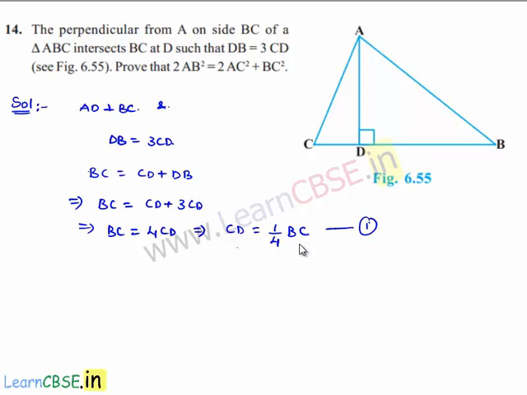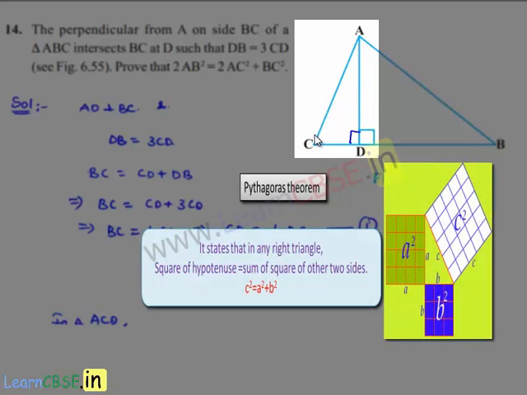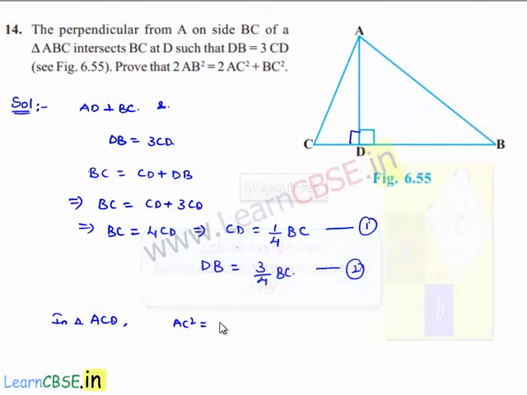And as CD is equal to 1/4 times of BC, we get DB is equal to 3/4 times BC. Let it be as second equation. Now, in triangle ACD, let us apply the Pythagoras theorem as angle ADC is equal to 90 degrees. That is hypotenuse square is equal to sum of square of other two sides, that is CD square plus AD square.